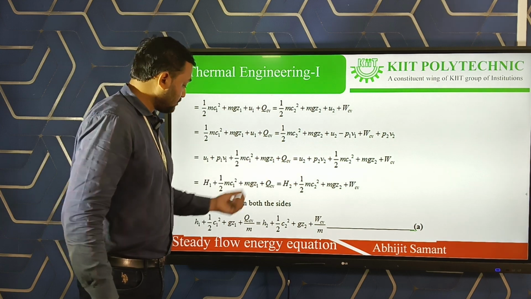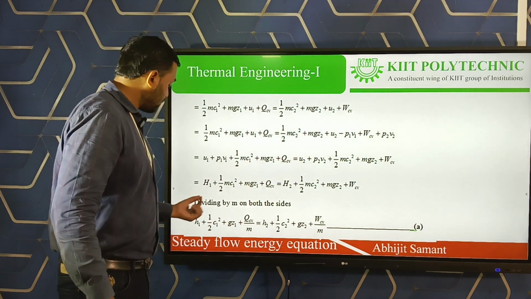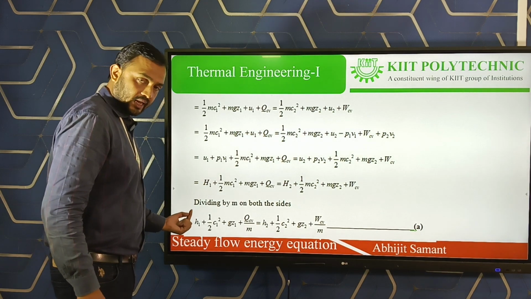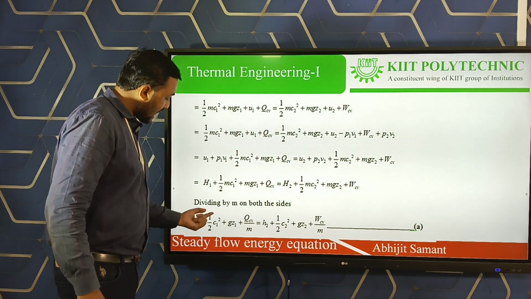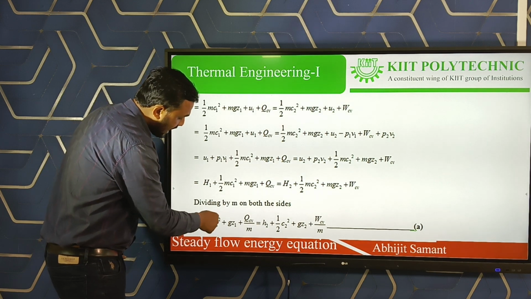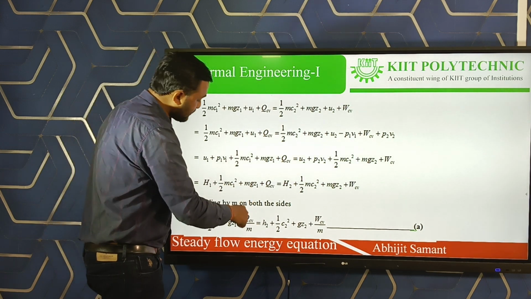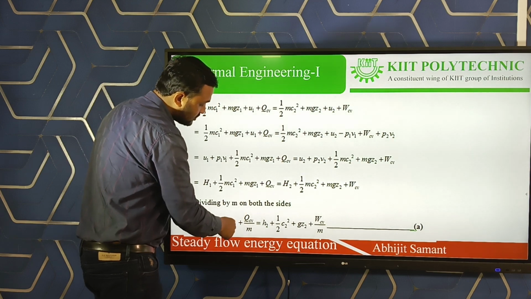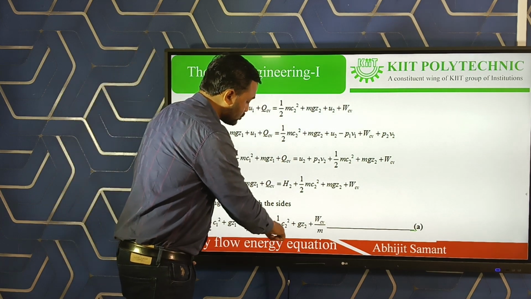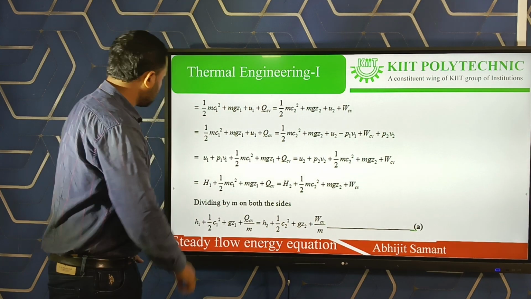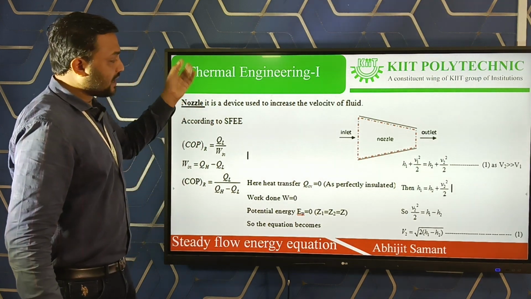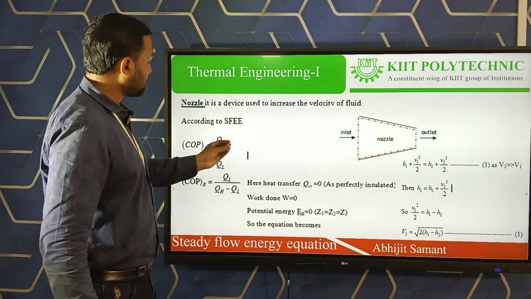Dividing the above equation by m on both sides, we can rearrange the equation: small h1 plus half m C1 square divided by m, so m gets cancelled, that is half C1 square, plus mg Z1 divided by m, that is g Z1, and QCV divided by m, is equal to likewise h2 plus half C2 square plus g Z2 plus WCV by m. Okay, so by putting this equation into a nozzle, we can determine the following.